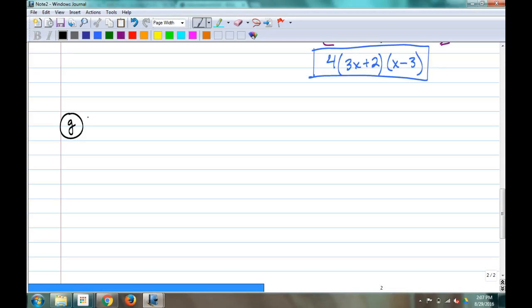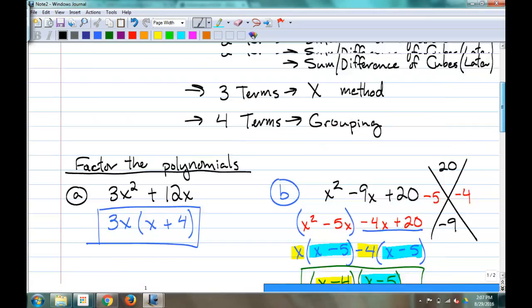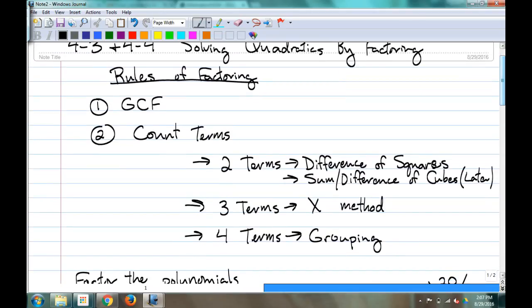All right. So let's look at this problem. X squared minus 9. Okay. Now, is there a GCF? No. How many terms? 2. So that tells us to look at our rules, that if there are 2 terms, it could possibly be a difference of squares. Could be a sum or difference of cubes, but we know that's not going to happen today. Okay, because it's squares, right? X is squared there, so it's squares.